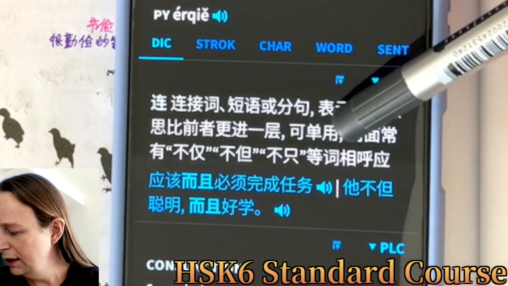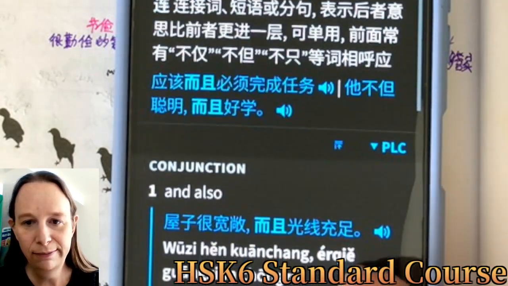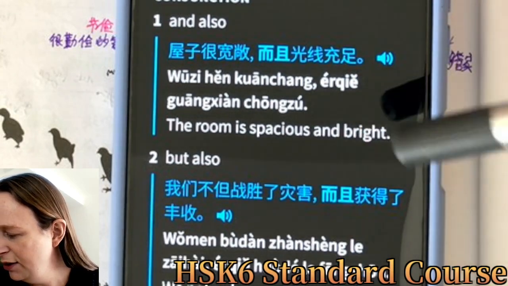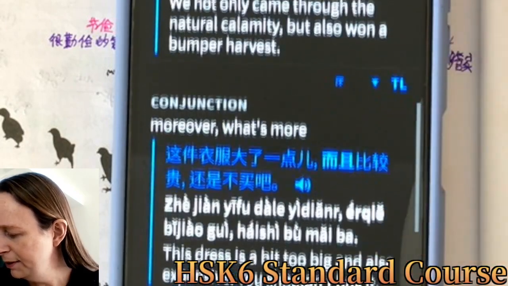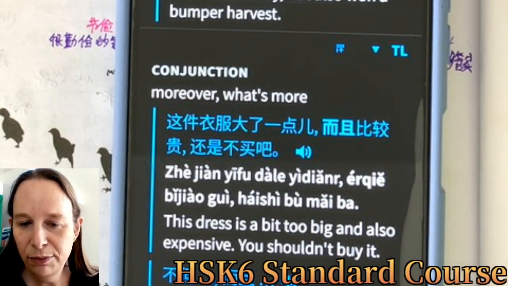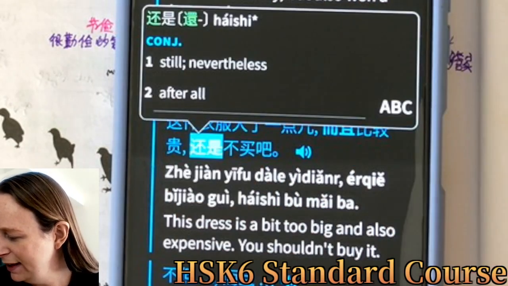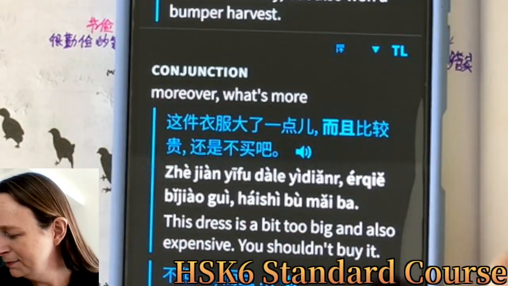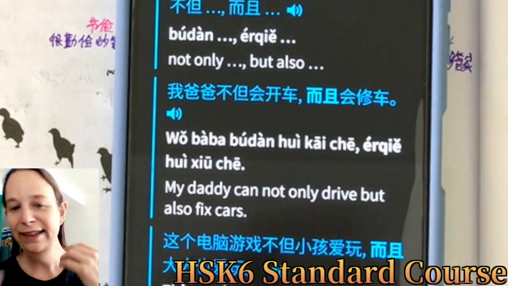可单用前面常有不仅不但不不止。他不但聪明而且... So 而且 is more general, 况且... What about this one? 这件衣服, 大了点儿, 而且比较贵, 还是不买吧. Okay, so this 还是 doesn't mean or. It's one of these less common ones. Yeah, this one means had better. It's better if you don't buy it. Yeah. 我爸爸不但而且, this is like a fixed grammar structure.